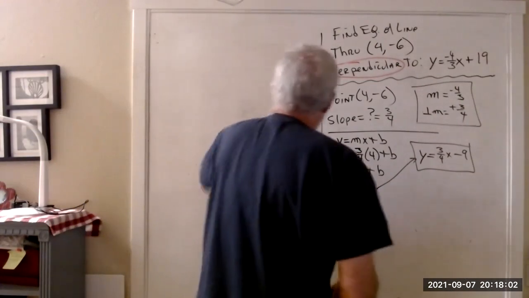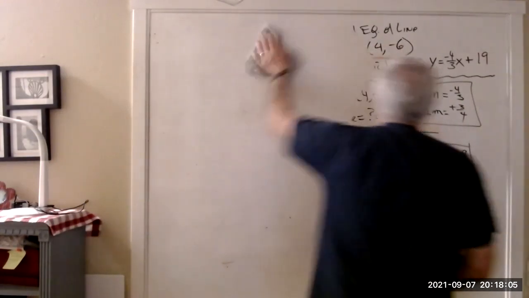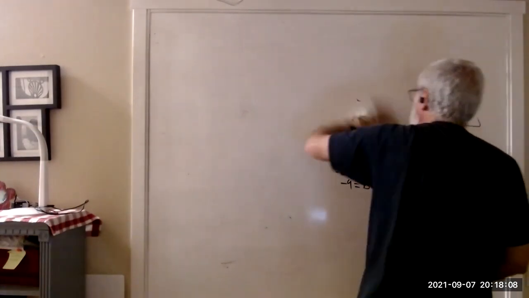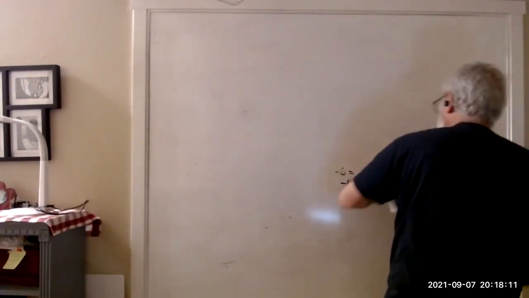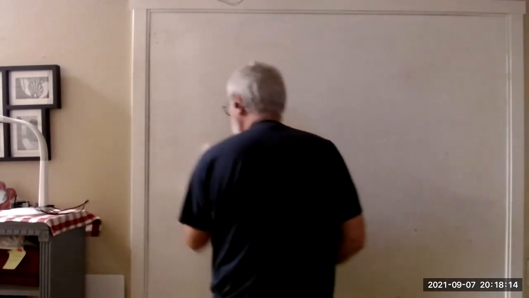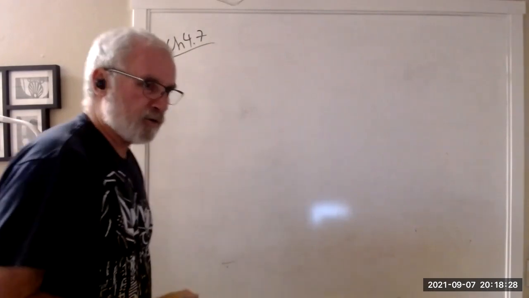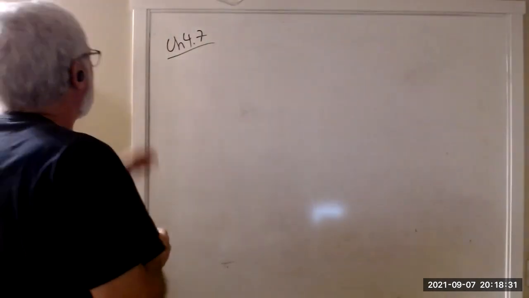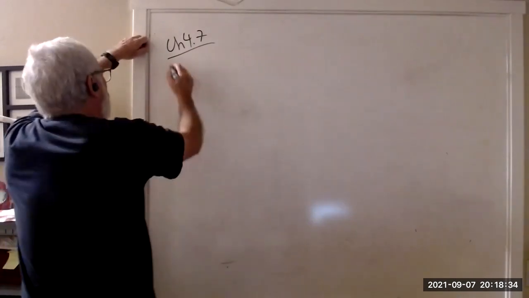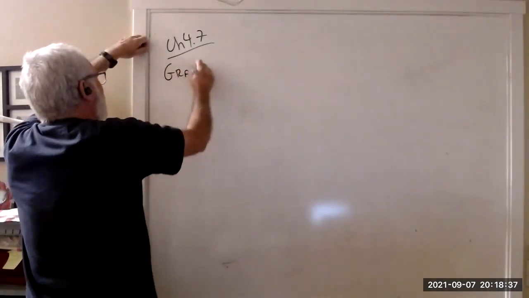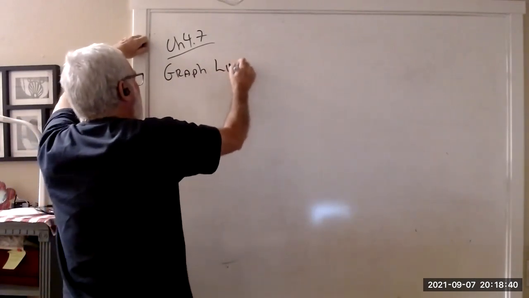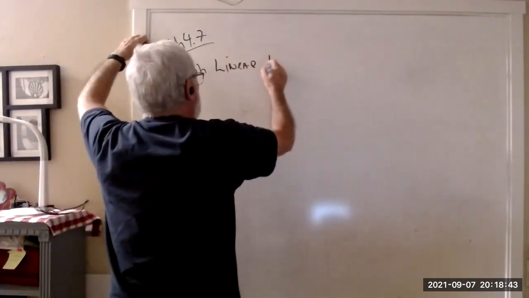Okay. I am recording. Okay, we're on chapter 4.7. I guess it's kind of weird when this big face comes right down to the screen. Figure out if we're recording. We're going to graph what's called a linear inequality.